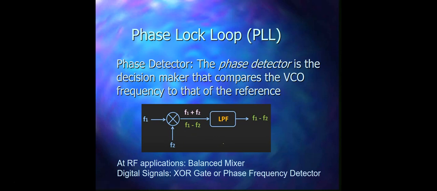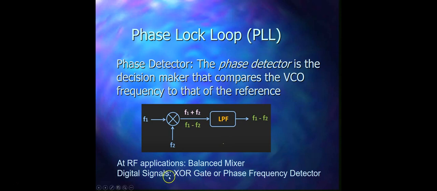So here these high frequency components, which you see as F1 plus F2, can be eliminated using the low pass filter, while the difference between the two frequencies contains the phase difference, and when this signal is passed through the low pass filter, it provides the required error voltage for the voltage controlled oscillator. So using this error voltage, it is possible to lock the voltage controlled oscillator to the input frequency. In radio frequency applications, the balanced mixer is basically used as a phase detector, while for digital signals we can use an XOR gate or phase frequency detector.